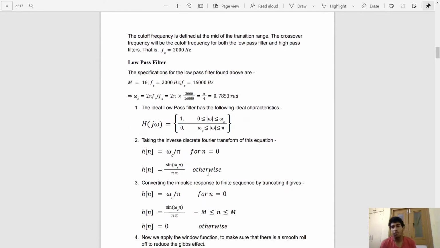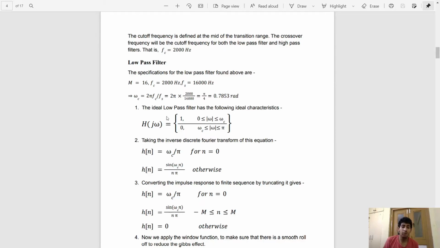And now we come to how to design the low pass filter. From the above design, we have come up with these three design specifications: M is equal to 16, the cutoff frequency is equal to 2000 hertz, and fs is equal to 16,000 hertz. We can calculate the angular normalized cutoff frequency by using 2πfc/fs, and we get this value, 0.7853 radian.